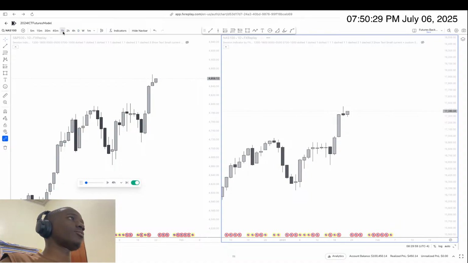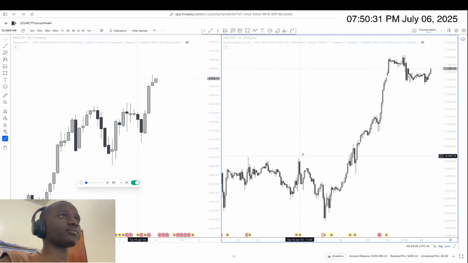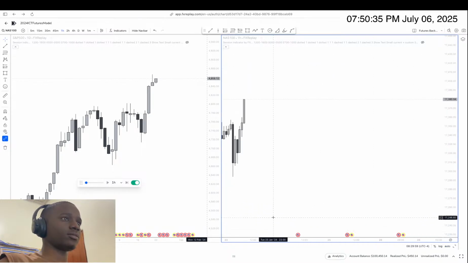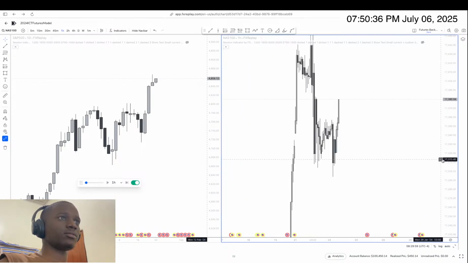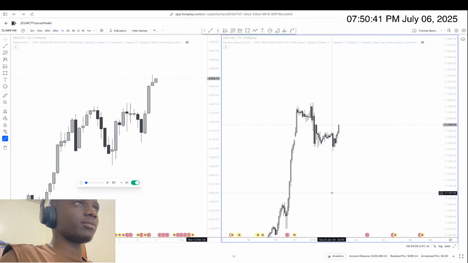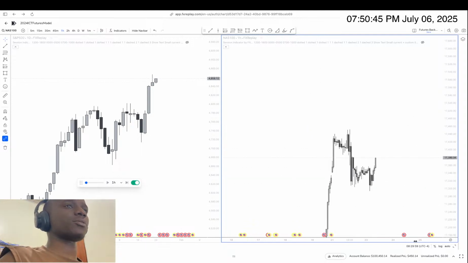So now I'd like to go to the 1 hour. You can see how the 1 hour is looking. So we are on the 23rd. You can see that we took out some lows from yesterday. Very nice sweep.